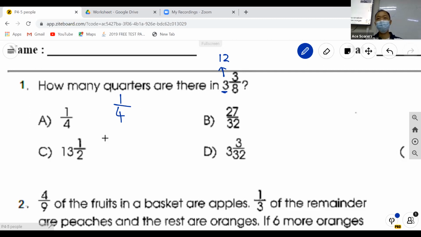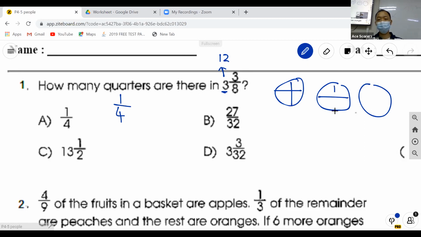Do you understand how? 3 whole, it's like 1 whole, 2 whole, 3 whole, and then quarters. Each whole has got 4. So 1, 2, 3, 4, 5, 7, 8, 9, 10, 12. So 3 whole has 12. Then this one, you see 3 out of 8. So there's a problem. My pizza, I gotta cut it into 8 parts. Like that, okay?